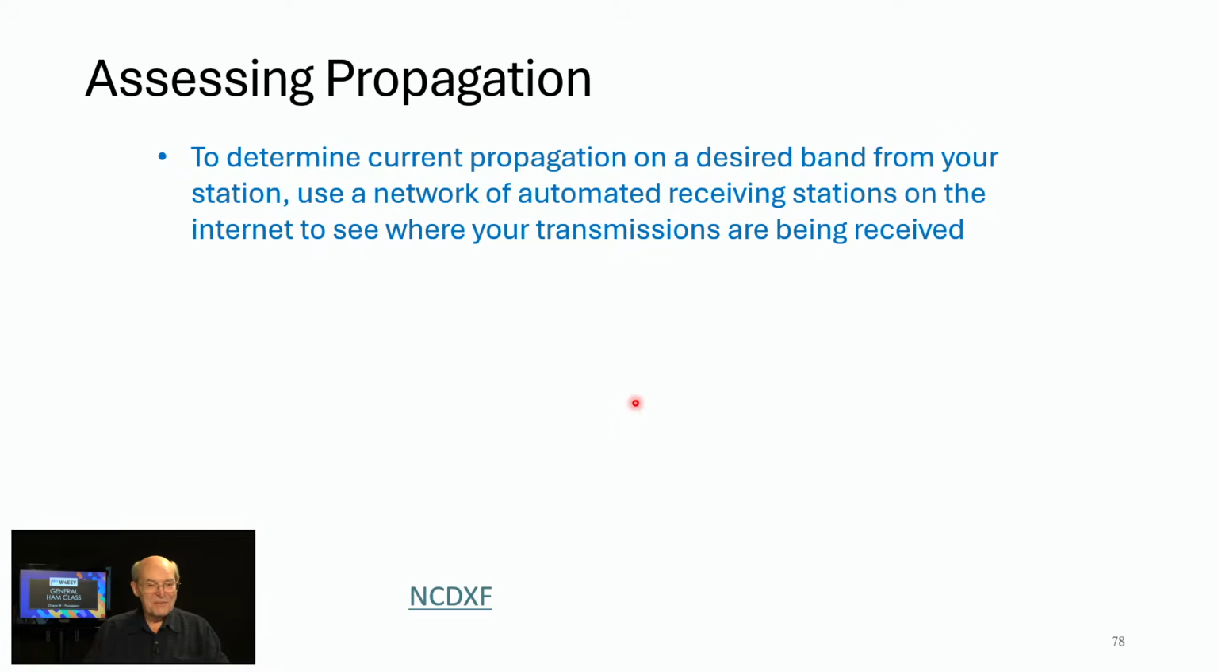Now here's something that's interesting, and I'm going to give you all kinds of ways to do this, but you only really need to know what's in the blue text here. The rest of it is for your future ham radio career. To determine the current propagation on a desired band from your station, use a network of automated receiving stations on the internet to see where your transmissions are being received.